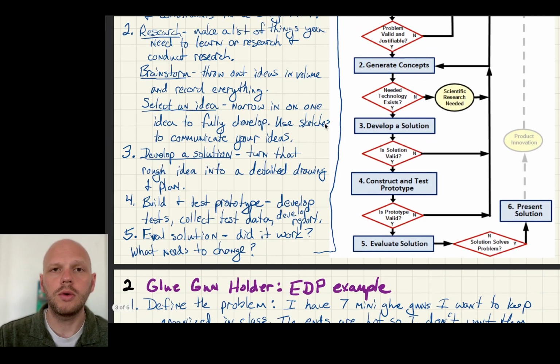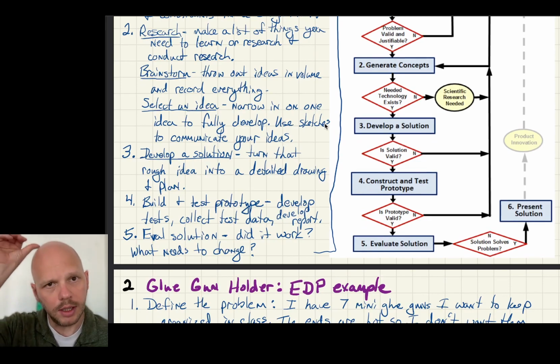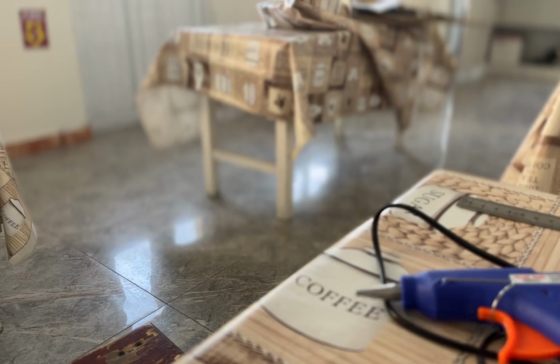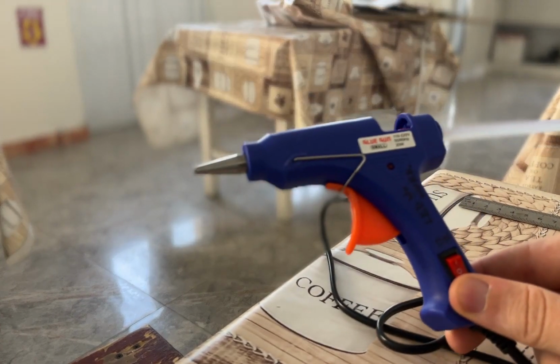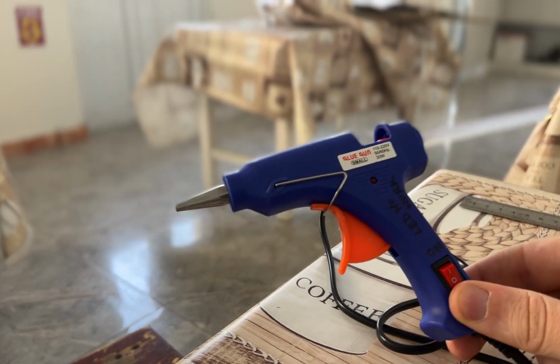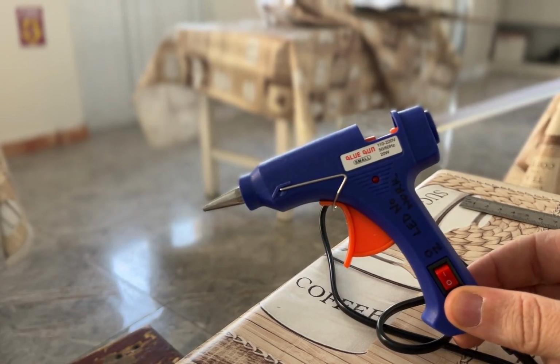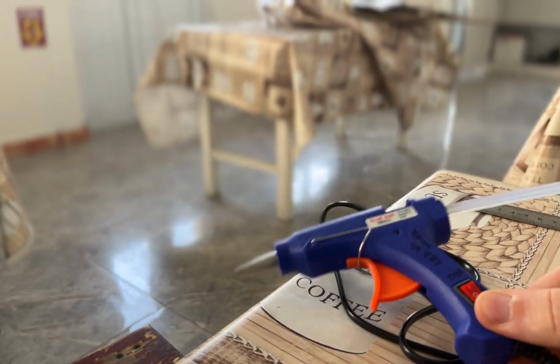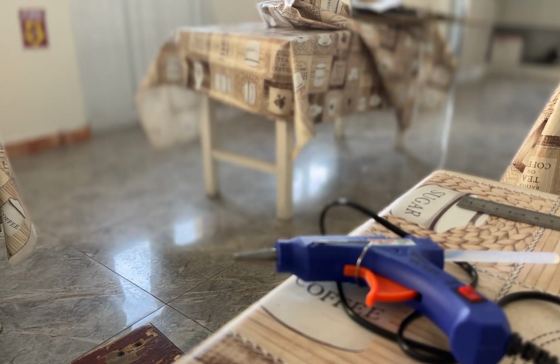So I want to apply this to engineering a glue gun holder for my class. So I have purchased, let me swap cameras over here real quick. So I've purchased 7 of these mini hot glue guns, and I want to create a holder that's going to help to organize them for my class.